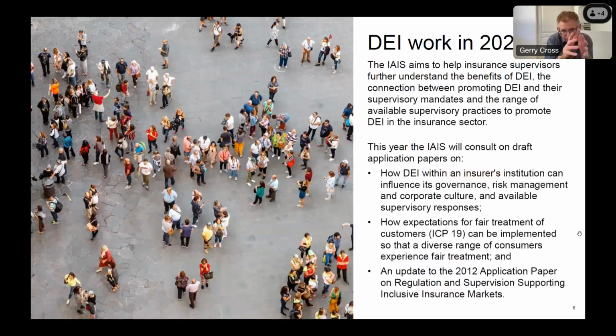Now, given this location of diversity, equity, and inclusion as a strategic theme, throughout last year and again this year, the IAIS has been pursuing work that aims to do three things. One, to help insurance supervisors further understand the benefits of diversity, equity, and inclusion. And that's a really important part of the effort, to really dig into that understanding of what diversity, equity, and inclusion does deliver and can deliver, also sometimes what it does not deliver.